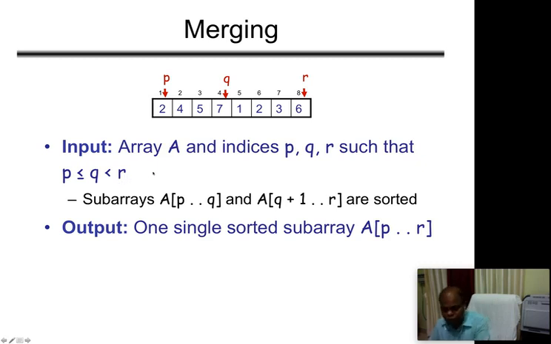Hence in the merge, what happens? We are given two sorted sequences, A[p to q] and A[q+1 to r], such that after merging, the subarray p to r will be sorted. Here this is one sorted sequence up to this point, and this is another sorted sequence. Now these two sorted sequences will be merged in such a way that this whole sequence will be sorted.